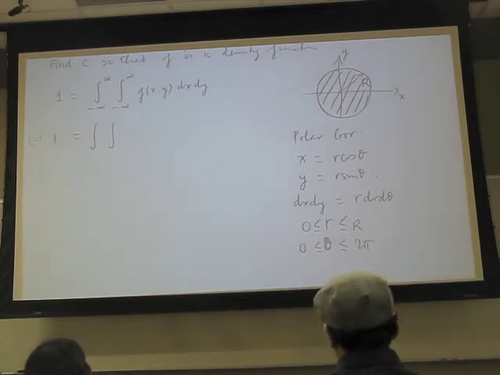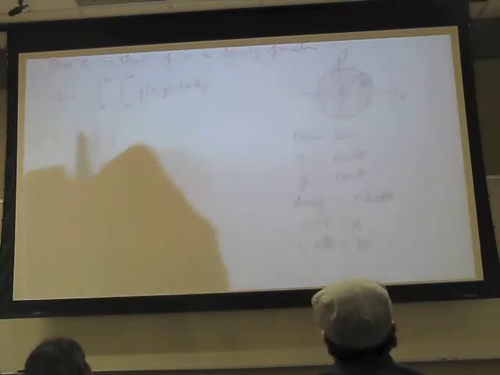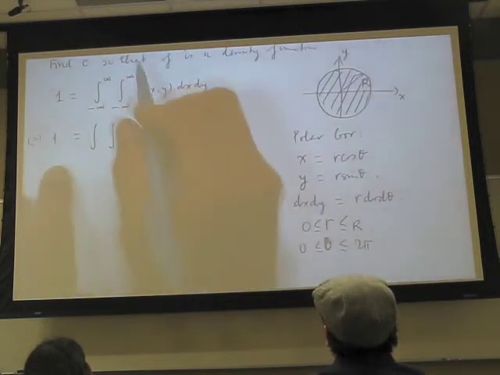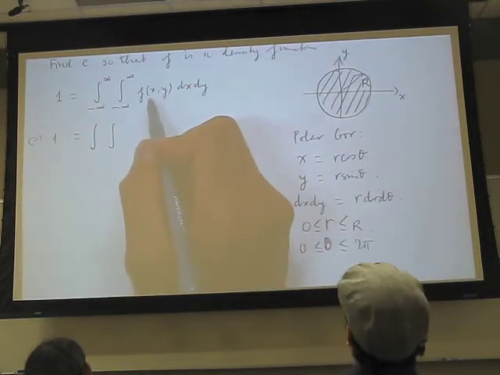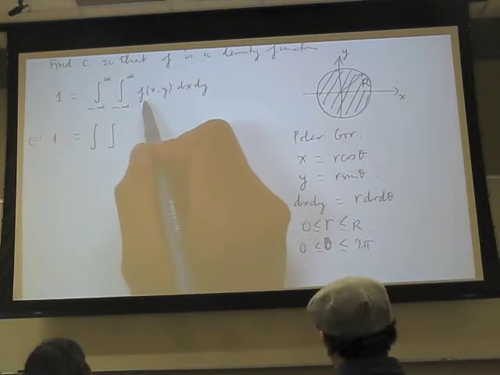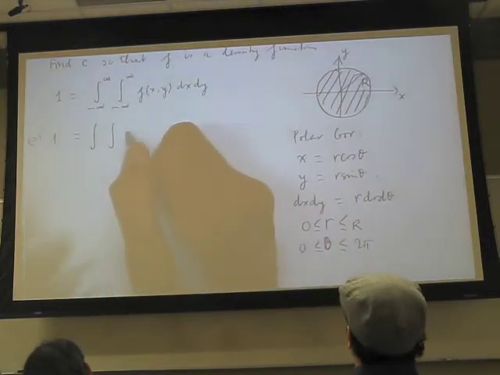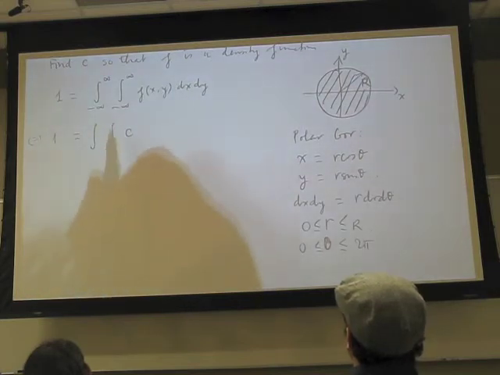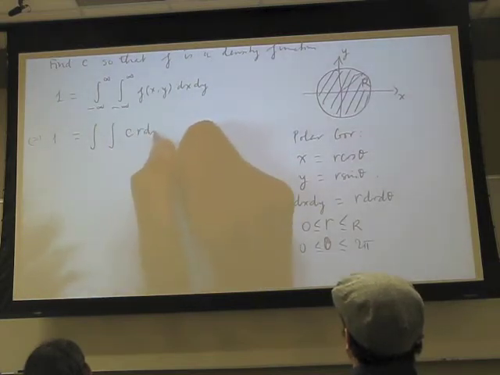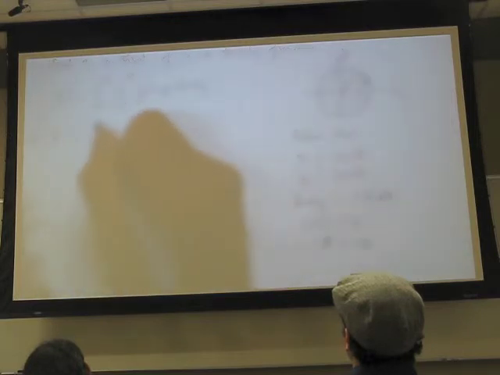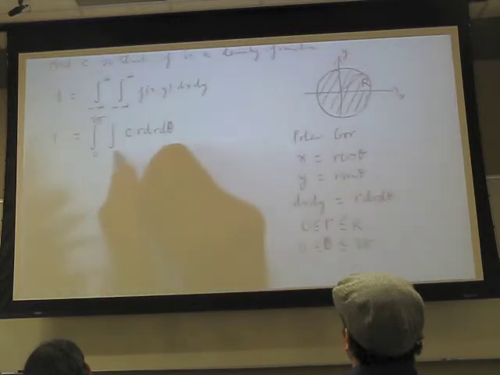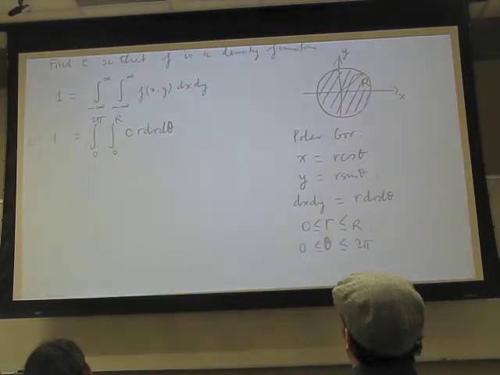So therefore, what do I have here? f of x, y is going to be c. If I change it over to r, theta, it's still c, because it's constant. And then dx dy gets changed to r dr d theta. So the outside limit is from 0 to 2 pi, and this one is from 0 to capital R. So far so good.